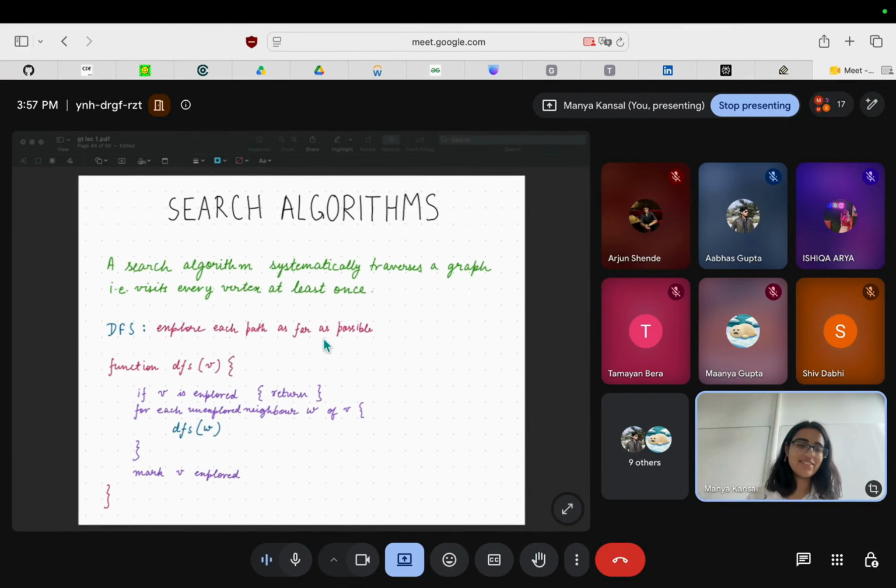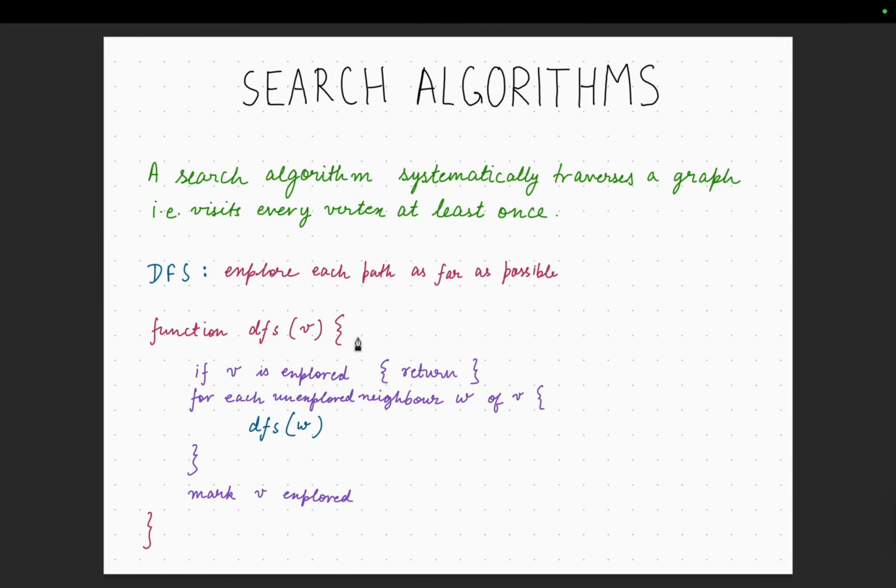This is the code for implementing it, but it is slightly wrong, which I realized later. So mark v explored is supposed to go before the for loop, because otherwise you can go into an infinite recursion, and that's not good. That will lead to TLE when you do this on CF.